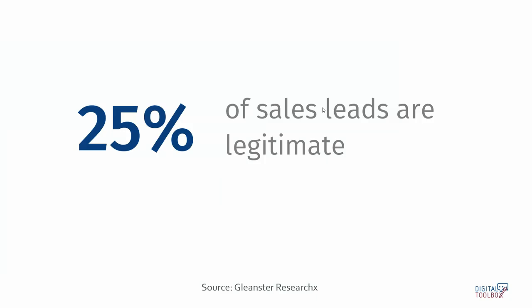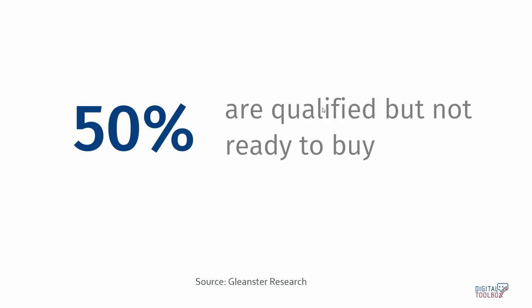25% of sales leads are legitimate. The vast majority, 75%, aren't. And so what marketing automation allows you to do is very quickly separate the wheat from the chaff and really allow you to focus your in-person energy and resources on the legitimate leads. 50% of those people are qualified, but they're not ready to buy. They're browsing, they're just gathering data. And so marketing automation allows you to stay in touch with these people so when they are ready to buy, they think about you.